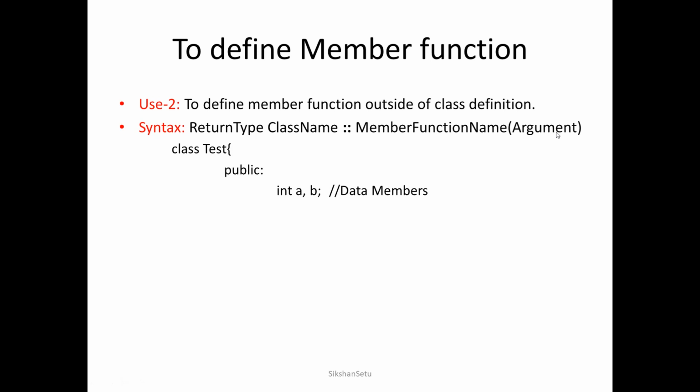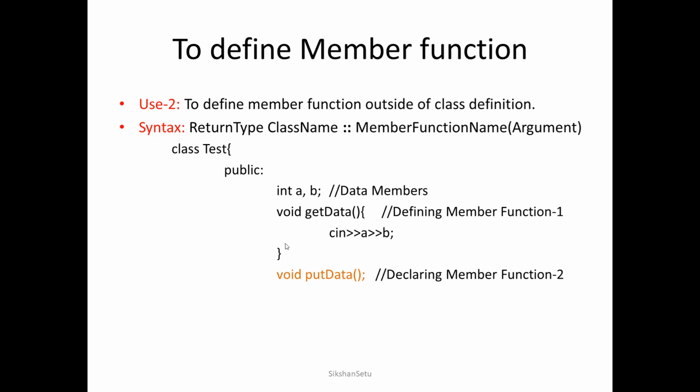So I have declared a class named test, I have declared the access specifier public, and I have declared two data members, integer a and b. After that I am declaring one member function named get data, and this member function I am defining. So return type, function name, no argument, and I am specifying the body of this member function. So I am defining this member function inside the class, so there is no need to declare it separately.